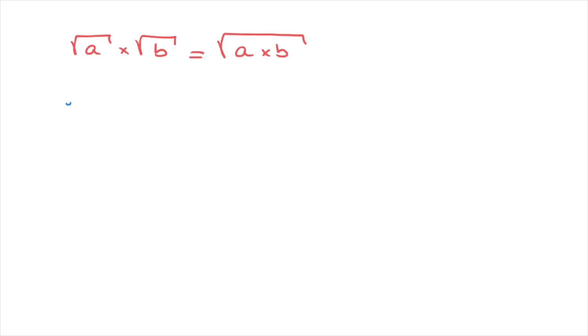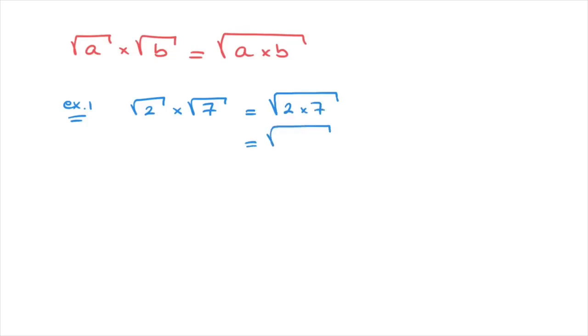The first example, I'll just write example 1. Let's see how to simplify the square root of 2 times the square root of 7. Well, using this formula we have here, we can go right ahead and say that this equals the square root of 2 times 7. And that equals the square root of 14. And we're done.